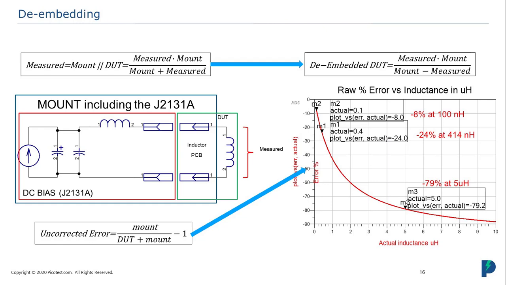If we didn't correct this error, you can see the error curve. At 100 nanohenries, we'd be off by 8%. At 414 nanohenries, we'd be off by 24%. And at 5 microhenries, we'd be off by a whopping 79%.